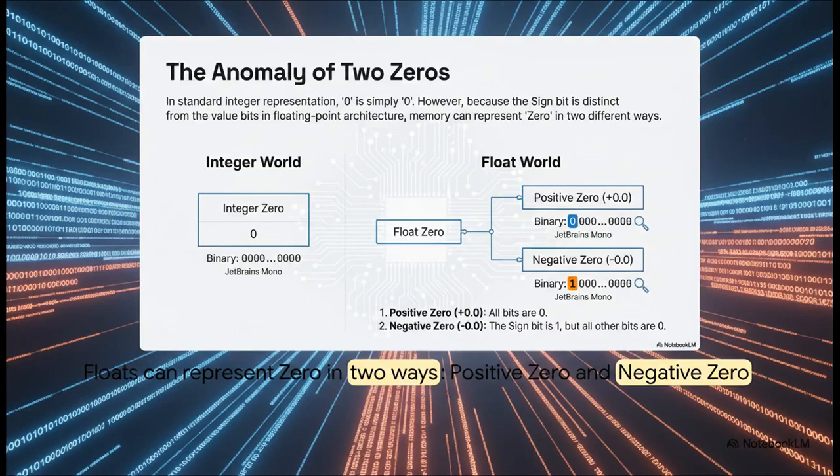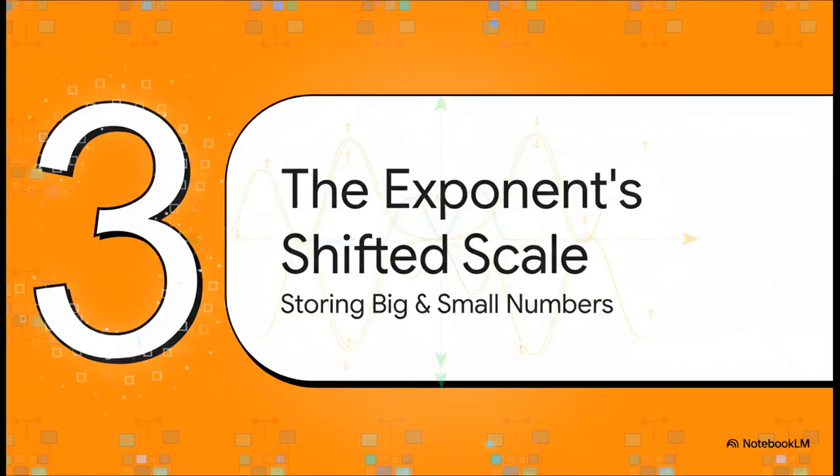And here is the bizarre result. In the world of integers, 0 is just 0. But in the floating point world, we get two of them. There's positive 0, with every single bit set to 0, and then there's negative 0, where the sign bit is flipped to 1, but everything else is still 0. Wild, right? Okay, moving on.